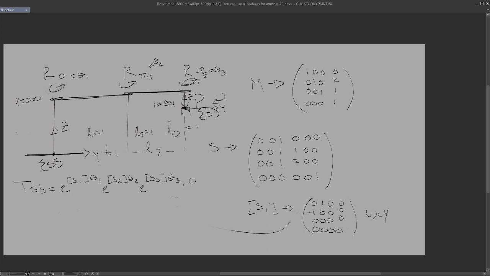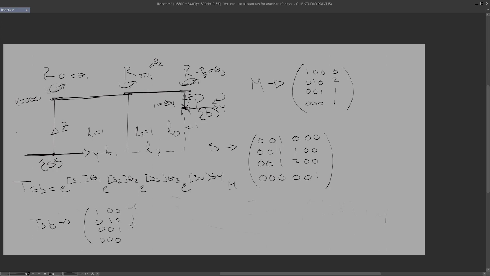So I forgot to add S4, M. So once you multiply the screw axis with the angles and take the exponent, let me run it on my computer, and it's going to come out as TSB equal to 1, 0, 0, 0, 1, 0, 0, 0, 1, 0, 0, 0, -1, 1, 2, 1. This will be your TSB, and I'll go back to why TSB is so important later on.